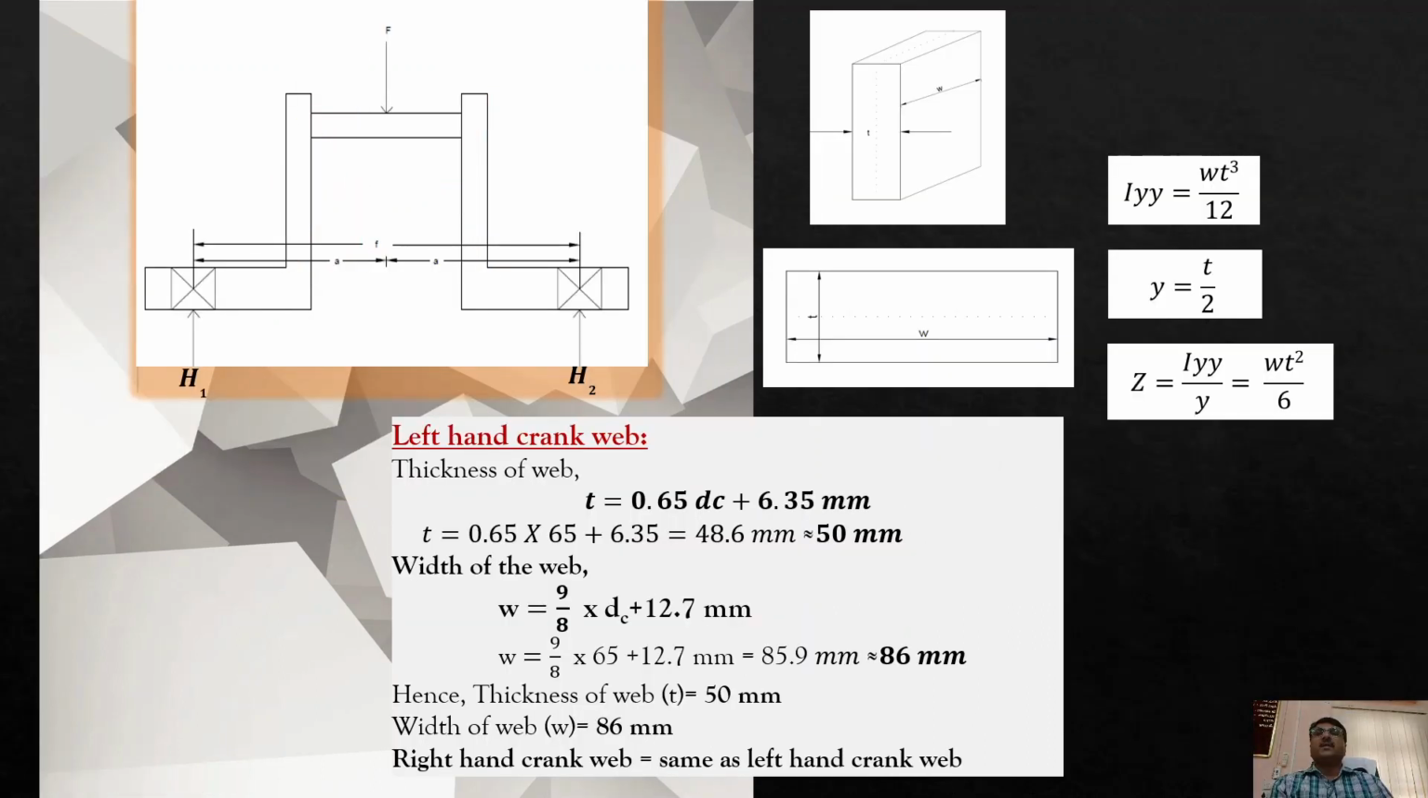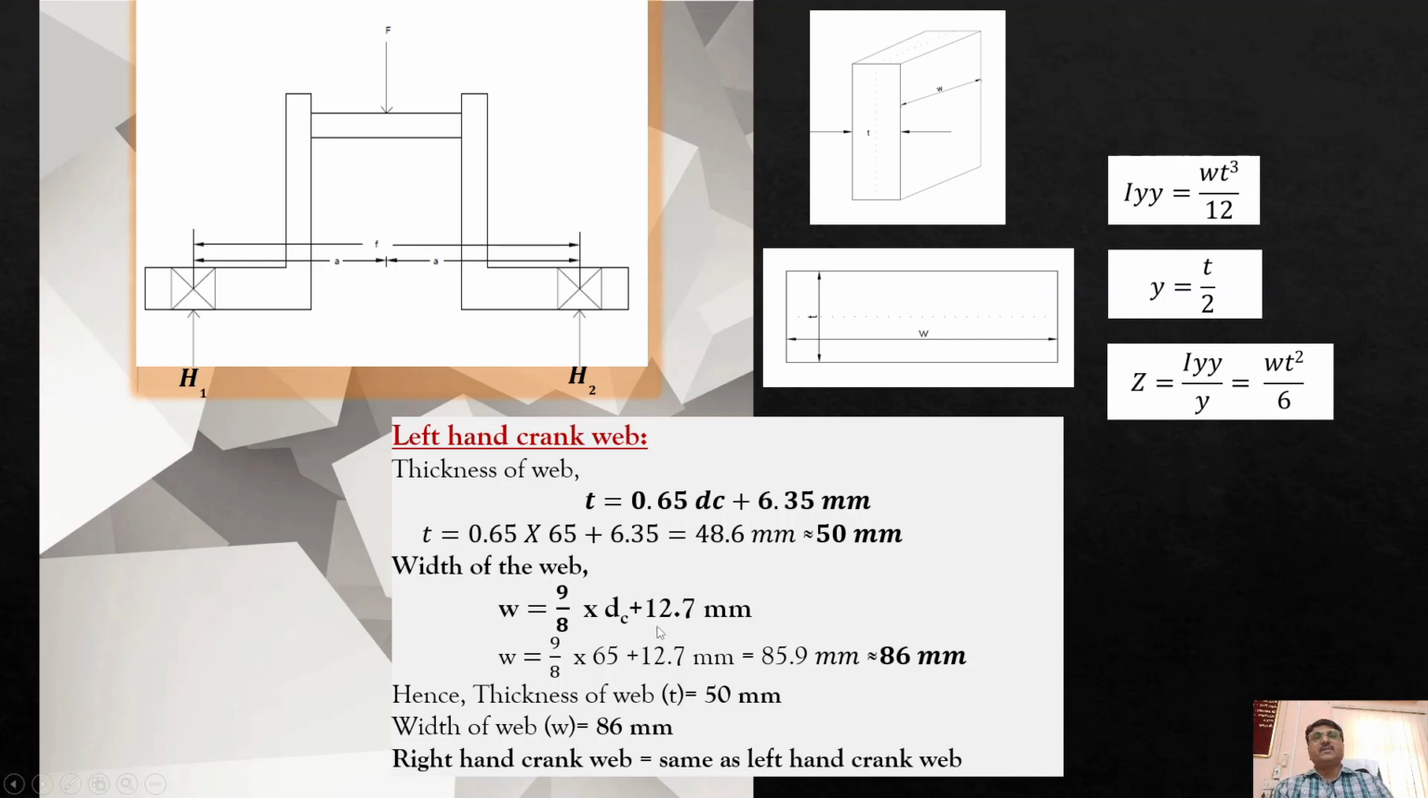Now let's design the crank web. Let's design the left hand crank web. Here two crank webs are there, left hand and right hand. The dimensions of the crank web are given by the empirical equation. Thickness is given by T equal to 0.65 into Dc plus 6.35 in millimeter. Dc is diameter of crankpin. Substituting value of Dc as 65 millimeter, T is 48.6 millimeter, say 50 millimeter.